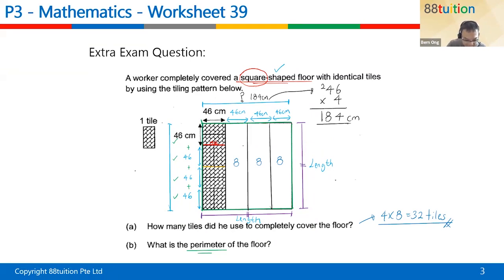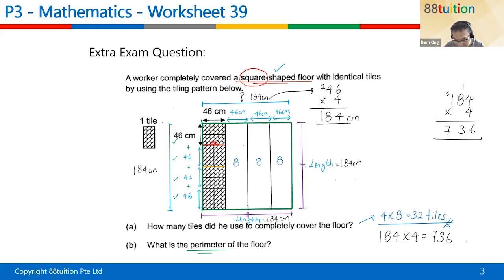This portion is also 184 centimeter. It's a square. This portion is also 184 centimeter, and this portion is also 184 centimeter. So now, children, what is the perimeter of the floor? 184 times 4, answer should give you 736 cm. Is that okay, children?